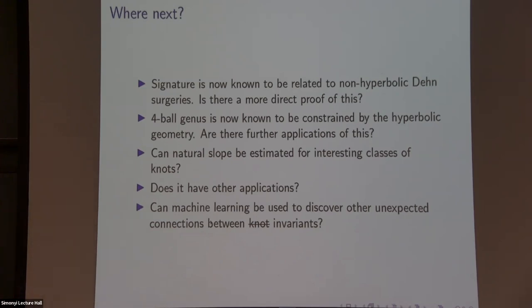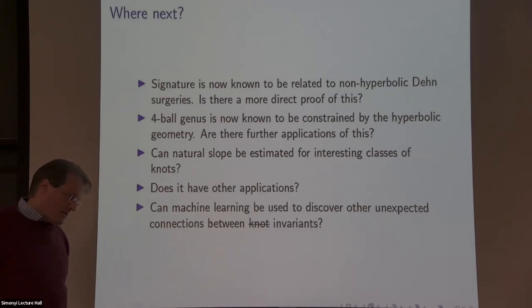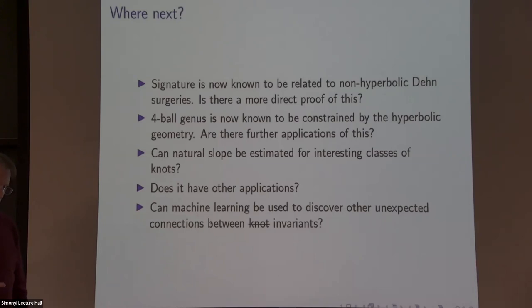Are there any questions for Mark? Yeah. Just a quick question about point two, about the four-ball genus. Maybe two sides of a question. Can you think of your proof four-dimensionally in any way? Is there any way to push your proof into four-dimensional hyperbolic geometry, about which I know less than zero?